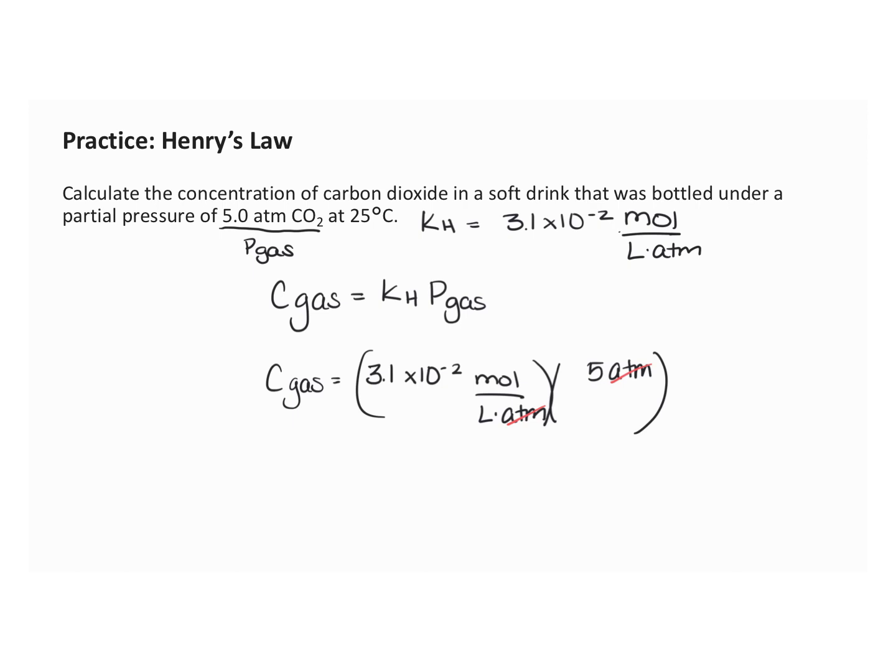And we're going to talk about that more in the next screencast. And so we've got 1.61 times 10 to the negative 1 moles per liter. And that's the concentration of CO2 in the soft drink. And so Henry's law can help us figure out the concentration of a gas in a liquid.